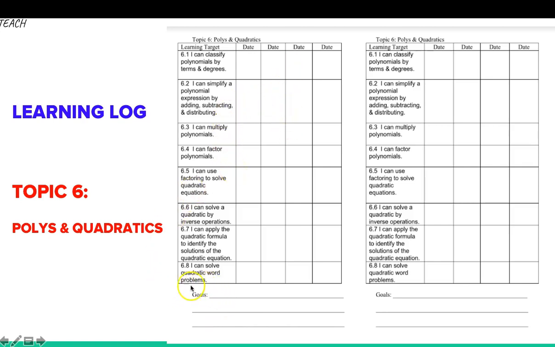Also, at the bottom you see that there is a goal sheet. Students will track where they are in terms of what they should know and be able to do. Can I actually classify polynomials by terms and degrees? Can I simplify a polynomial expression by adding, subtracting, and distributing? When they receive feedback based on the evidence from the dates when these targets are assessed, they'll develop goals for themselves. I'm not sure if they do this with algebra or not, but maybe the teachers will develop those goals with the students, or students will develop their own goals based on their particular learning needs.